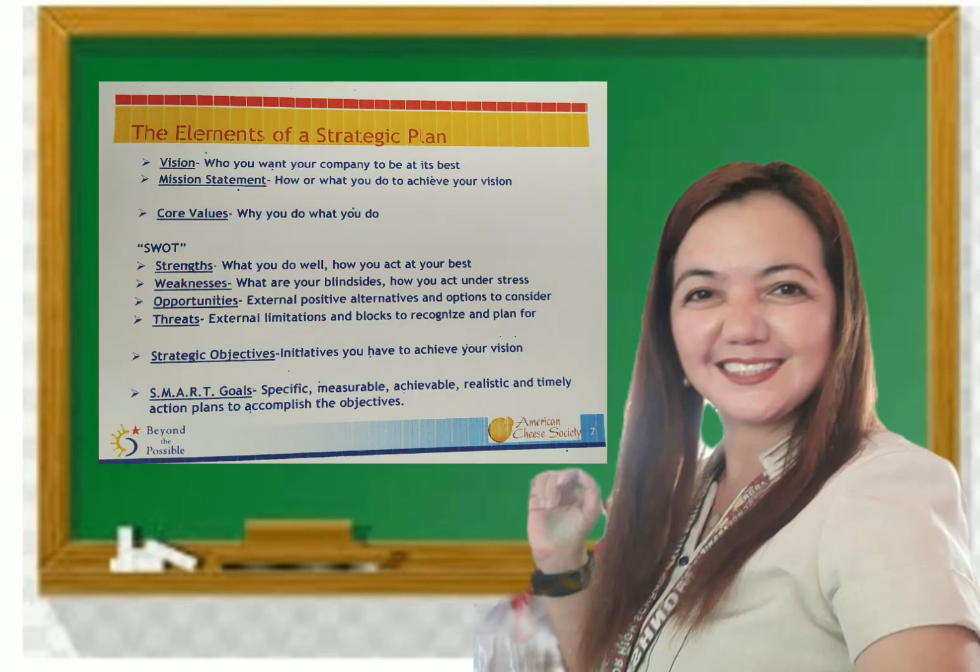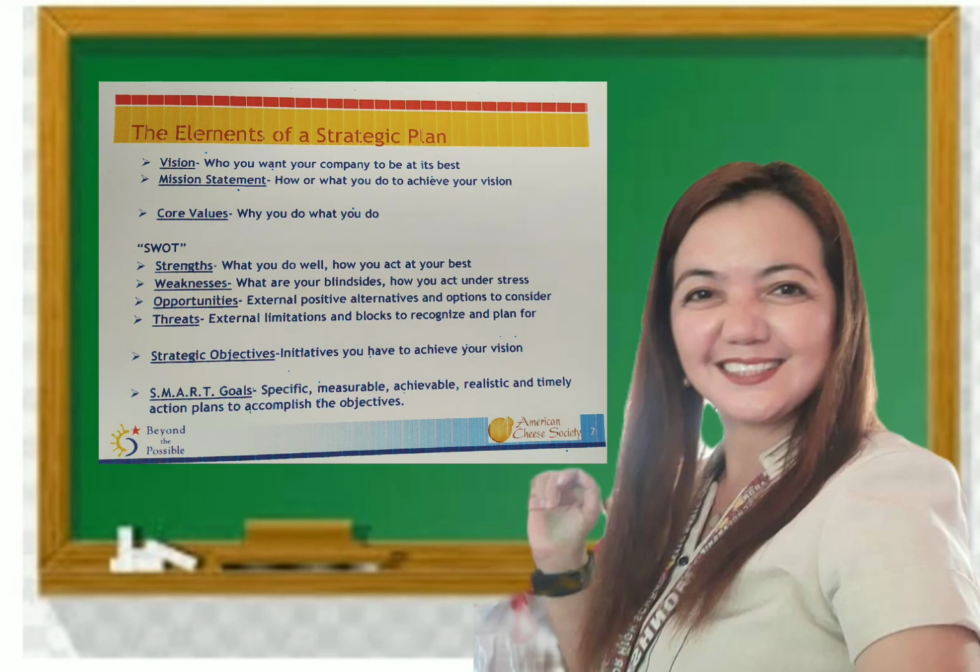So we have here the elements of a strategic plan. The first one is the vision. Who you want your company to be at its best. So, unsa may inyong panglantaw sa inyo ang business. That is your vision. Mission statement, how or what you do to achieve your vision. Unsa man inyo ang buhaton para ma-achieve ninyo ang inyo ang panglantaw sa inyo ang business.